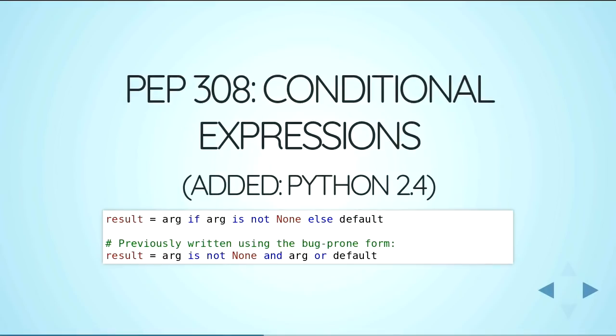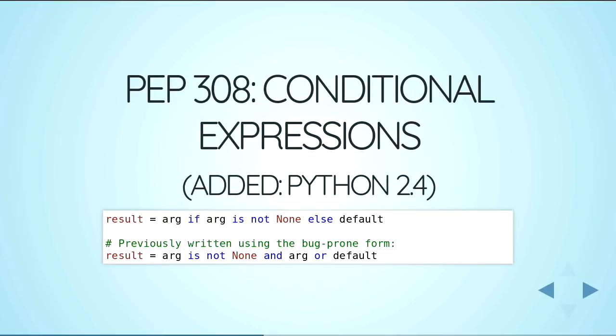PEP 308, conditional expressions, added in Python 2.4. Hands up if you've ever written a conditional expression. So, first line there, arg if arg is not None else default. The way people used to write this prior to Python 2.4, result equals arg is not None and arg or default. Do you see a problem here? What if arg is zero? What if arg is an empty list? What if arg is an empty tuple?